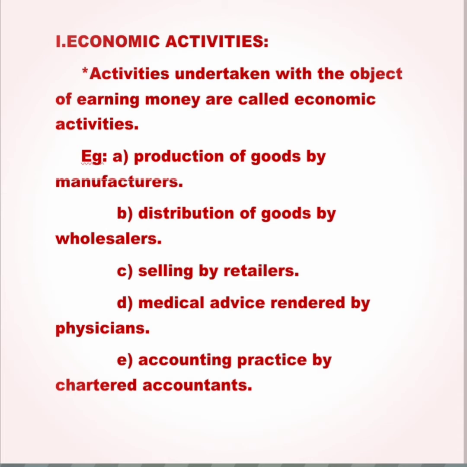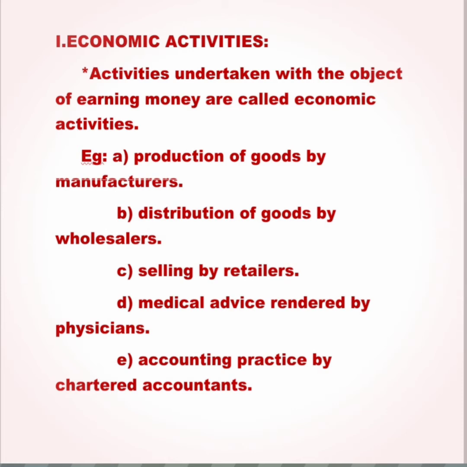We will now see the meaning of economic activities and non-economic activities. Economic activities: activities undertaken with the object of earning money are called economic activities, meaning the actions done or the work which is carried on with the main motive of earning money alone. Example, first one is production of goods by manufacturers. Manufacturers, what do they do? They produce the goods. After producing the goods, they will not keep the produced goods idle. They will try to sell the produced goods, and by that way they earn money.